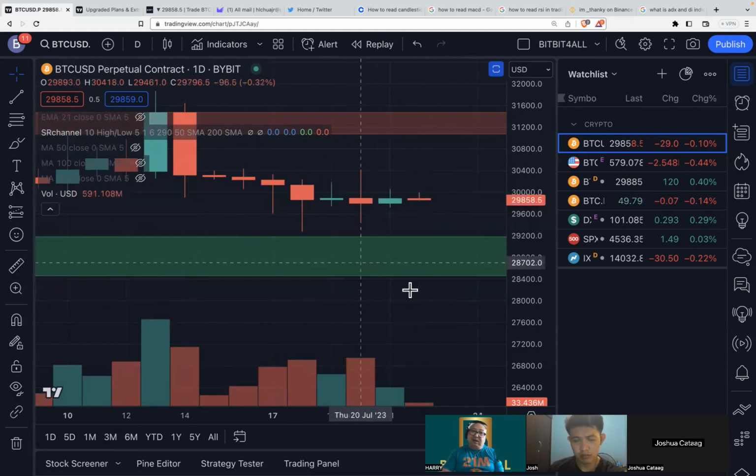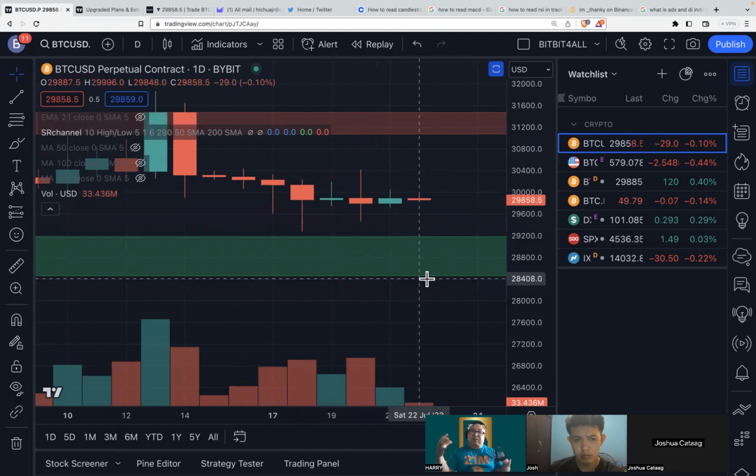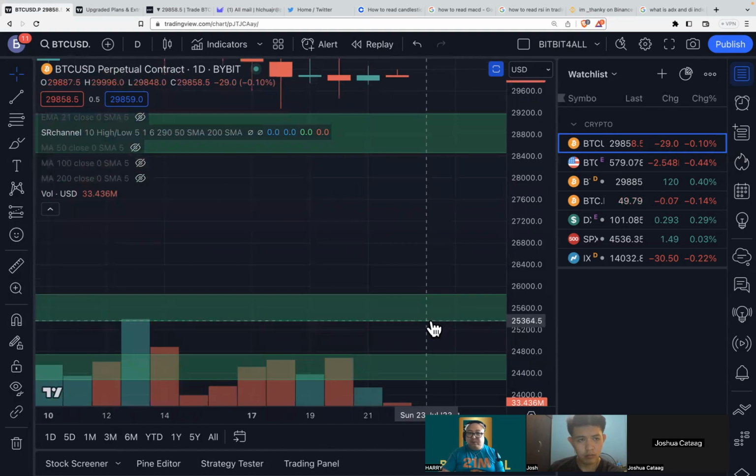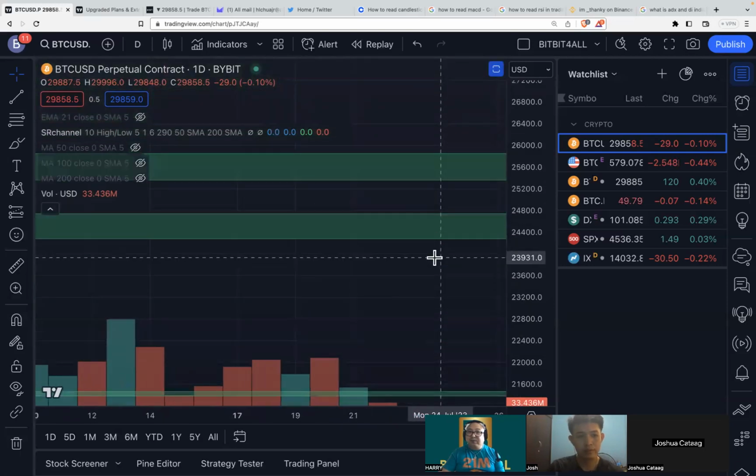Kasi if there's a lot of selling pressure, para kasing pressure yan eh. So if there's a lot of pressure, mabroken pa rin ito. So the price will go down to the next support na naman. So around 25. So around this area. And then ganon din ang mangyari. If there's a lot of selling pressure, it can still be broken and it will go down to 24,000.